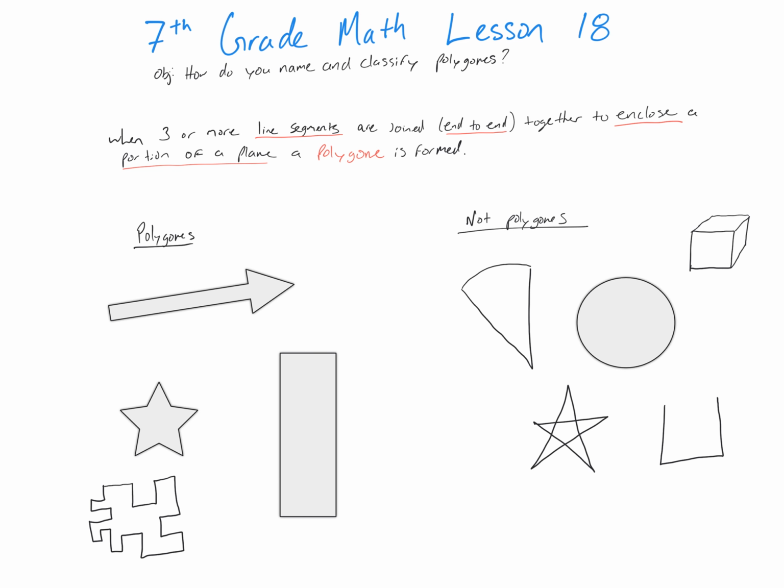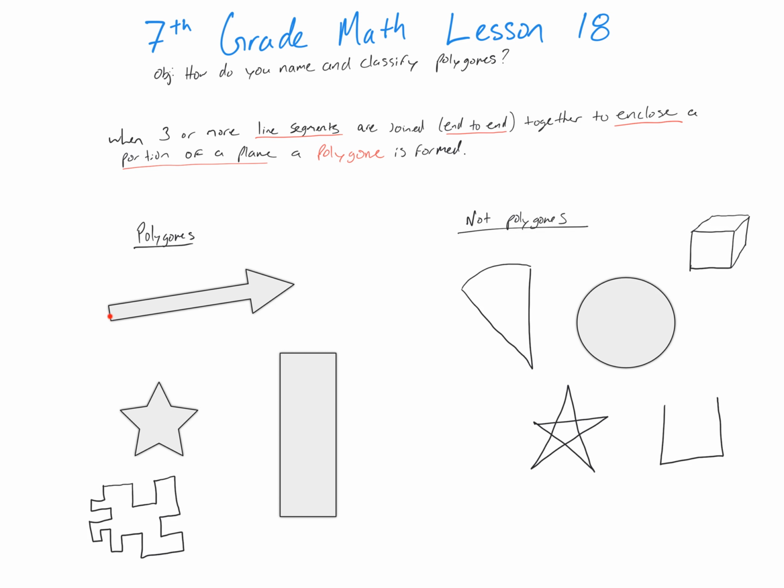So I've underlined some important things. Line segments have to be straight pieces of line that are connected together at their ends. And then they enclose, so it has to close something, a portion of a plane. That means it has to be like on a flat surface. It can't be a three-dimensional figure. And then if all those things are met, then we call that a polygon.